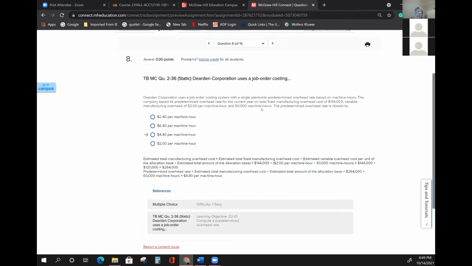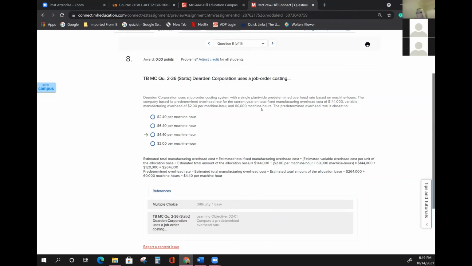So I have to take that and multiply it by the variable cost to come up with what it is for the 60,000 hours. So I take the 60,000 times the 2 to get 120,000, and I add that to the other amount that they gave us already, which was the fixed manufacturing overhead, which is 144,000. So I add those together, and then I divide it by the estimated machine hours. It gives it to us, 60,000.